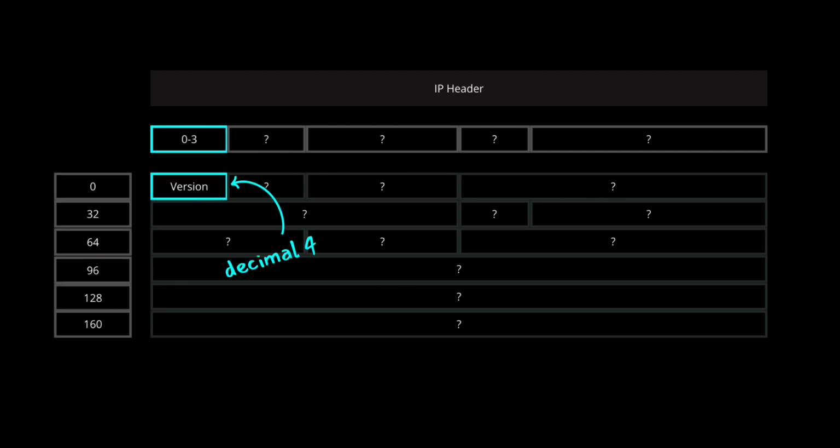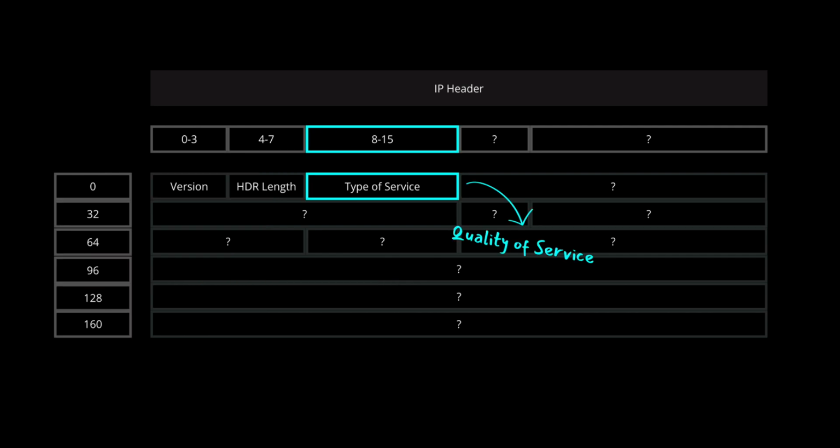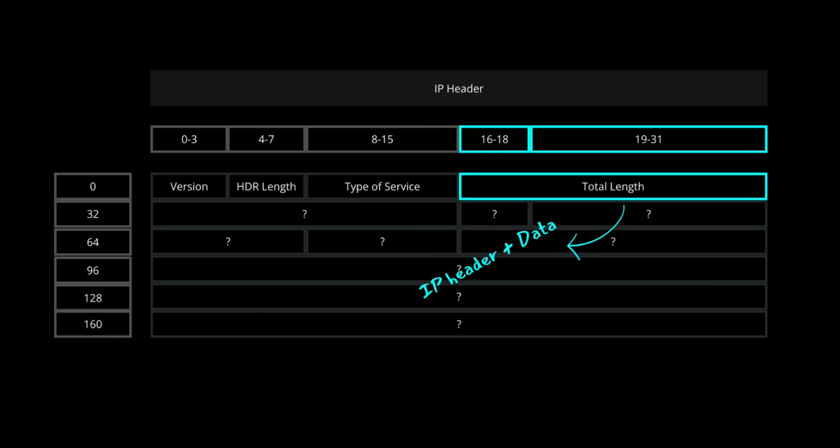The first 4 bits tell you the version. In IPv4, this is set to decimal value of 4. The next 4 bits is the header length, which is typically set to decimal 5. It's decimal 5 because it is the total size of the header in 32-bit increments. The next 8 bits is the quality of service, which adjusts the priority of packets compared to others. The next 16 bits is the IP header length plus the data length.